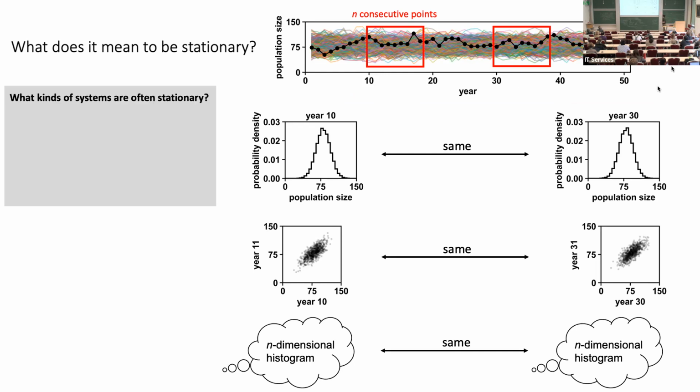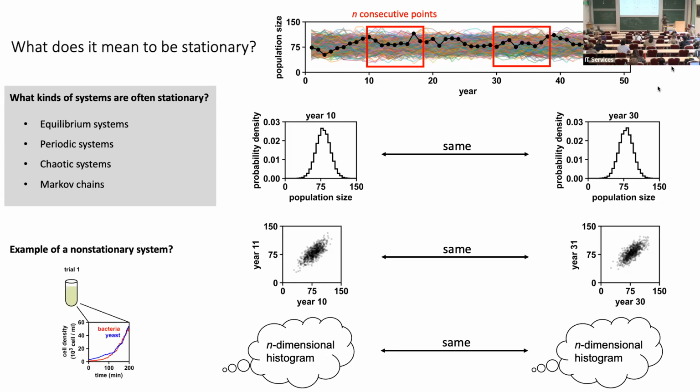Great. So what kinds of systems would satisfy this condition? Systems at equilibrium. So for instance, a population that's sitting at carrying capacity. Periodic systems are often stationary. Chaotic systems are often stationary, and Markov systems are often stationary. Okay. You know, yeast exponentially growing in a test tube would not be stationary.